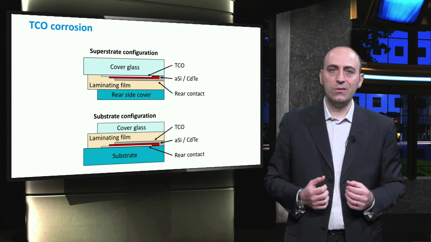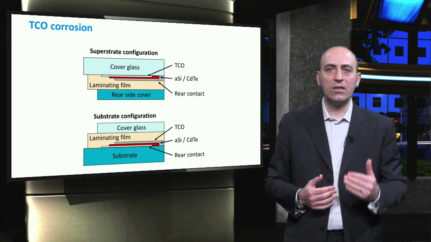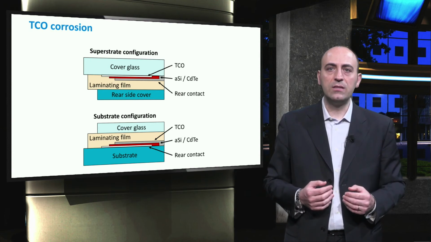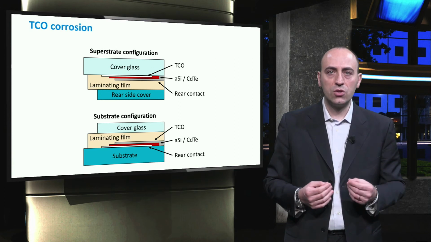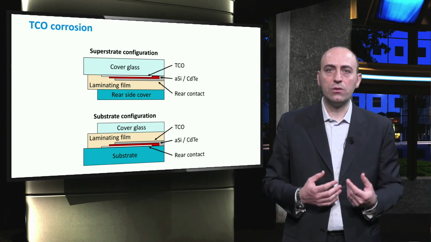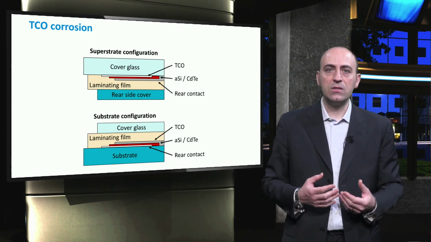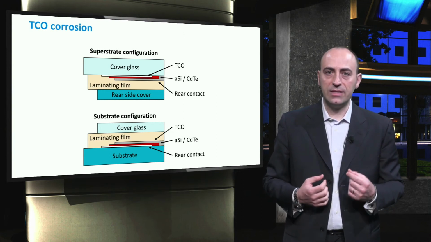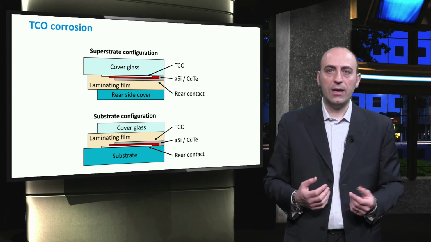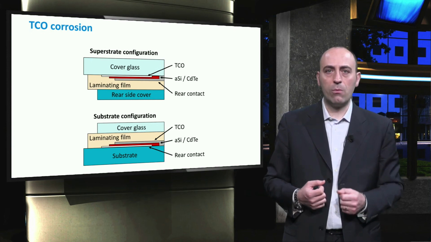In the superstrate design, the TCO is in direct contact with the glass. This means that this design is the most affected by TCO corrosion because the sodium that is contained in the moisture on the cover glass enhances the corrosion of the TCO. When this electrically conductive layer is damaged, it cannot be repaired, and this results in substantial power losses. As a countermeasure, the leakage current should be reduced.